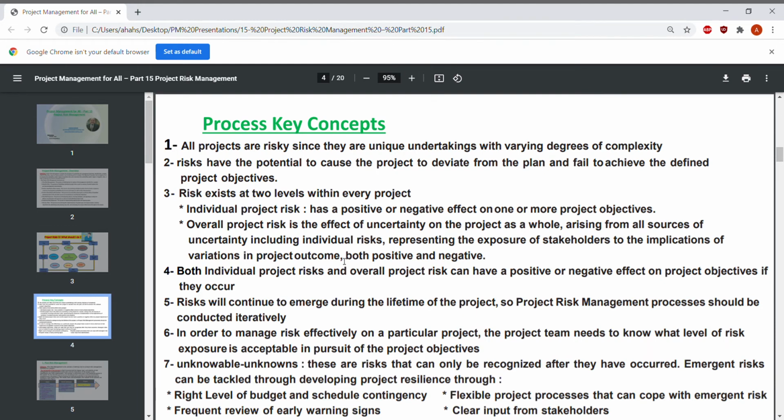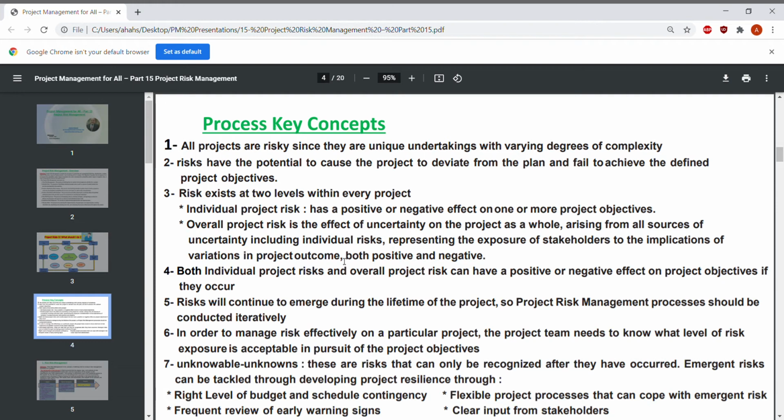The process key concepts, the first one is all projects are risky since they are unique undertakings with varying degrees of complexity. So in every project there are risks, depending on the complexity of that project. Second, risks have the potential to cause the project to deviate from the plan and fail to achieve the defined project objectives. So they may fail the project.